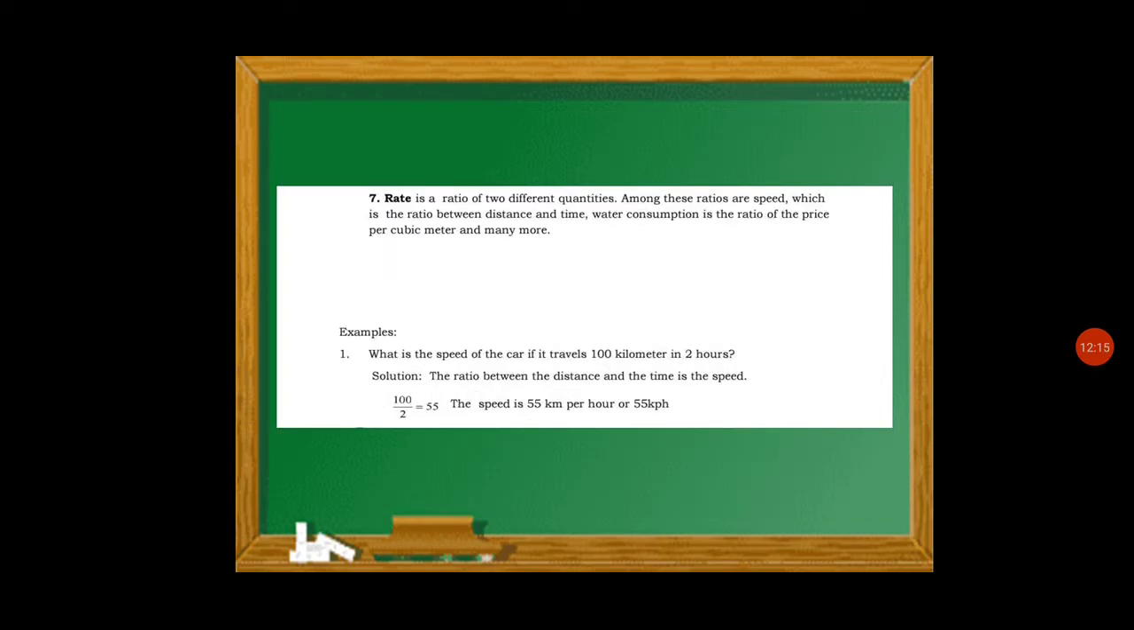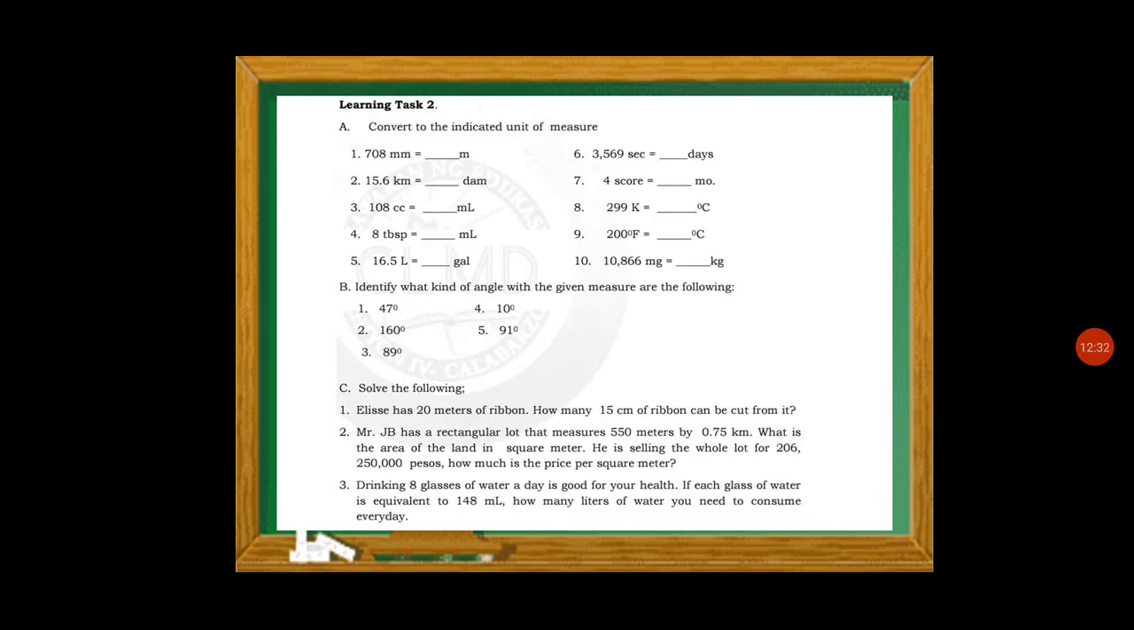Seven is the rate. This is the ratio of two different quantities. Among these ratios are speed, which is the ratio between distance and time. Water consumption is the ratio of the price per cubic meter, and many more. So we will now focus on the learning test.